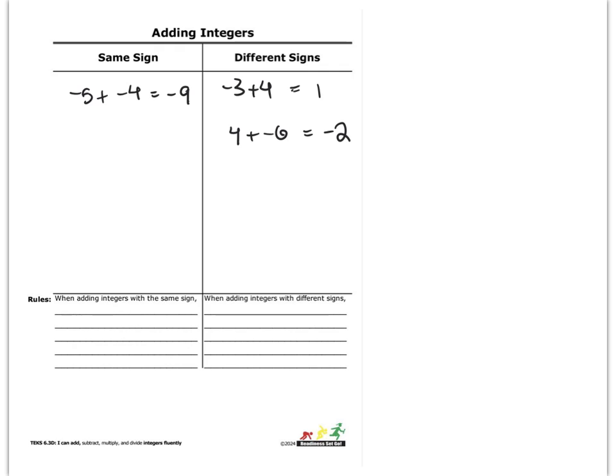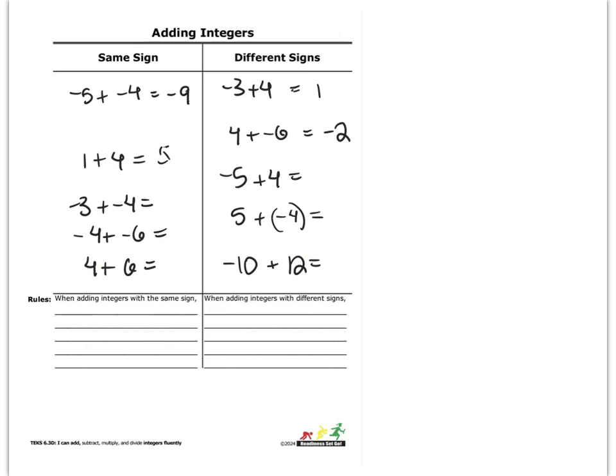All right, let's try out these and see if this pattern holds true. Let's see, 1 plus 4 is 5. -3 plus -4 is -7.